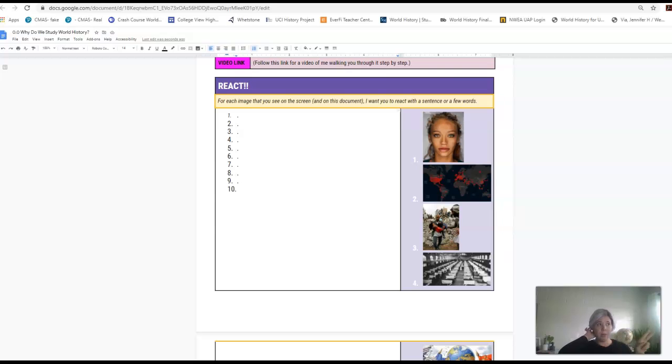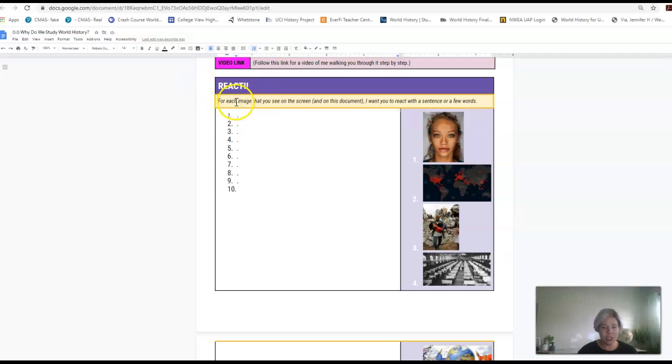Alright, I'm going to be toggling between two screens so you can see what I'm doing, and then I'll just stay in the slideshow in just a second. Let's see what that means. Here we are on the React section. You will have clicked on the link that I will put in here after I'm done recording this, and then I will walk you through this step by step.